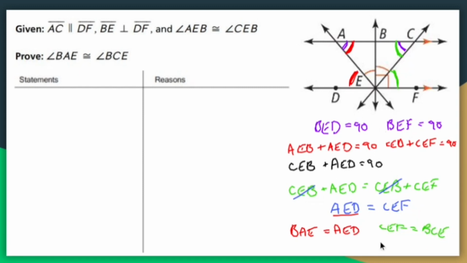And that's because of the parallel line stuff. So since AED is CEF, I can write out BAE instead of AED, and instead of CEF, I can write out BCE, and that's what I want to do. So there's a lot going on here. This is my rough draft.